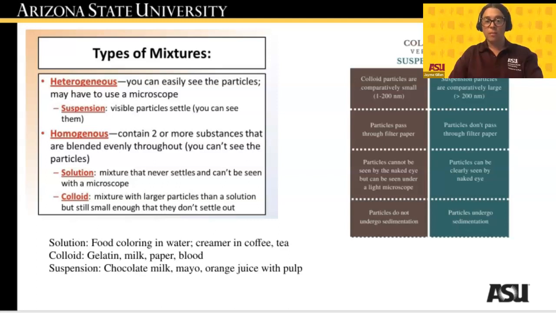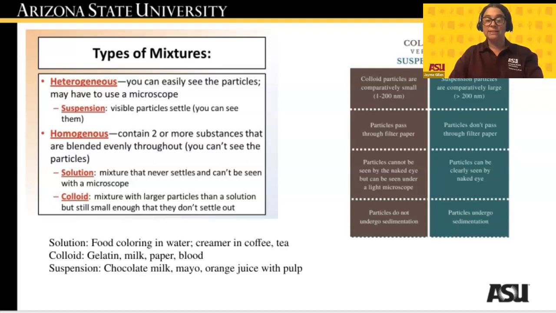Another form of a homogeneous mixture is a colloid. Colloids are mixtures with particles that do not fully dissolve, yet are small enough that they do not settle out to the bottom of the mixture. These are things like milk or gelatin. You might need a microscope to see the components of milk, but they're distributed evenly throughout the solution.